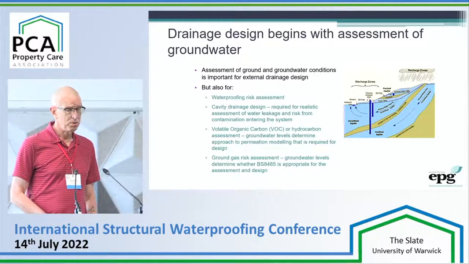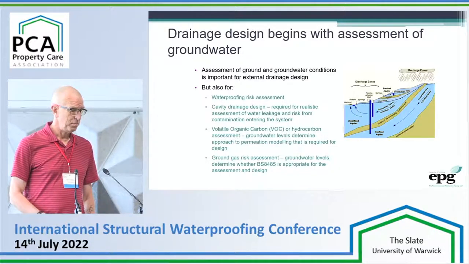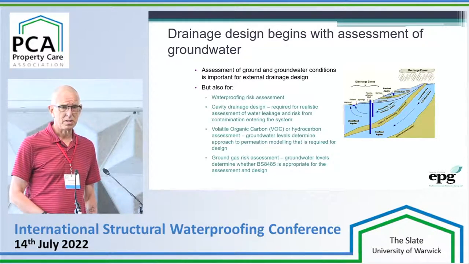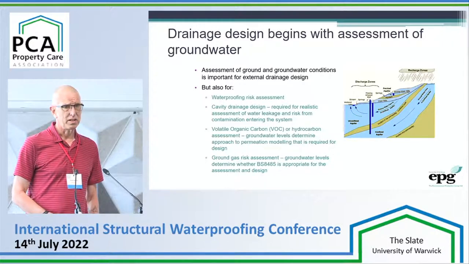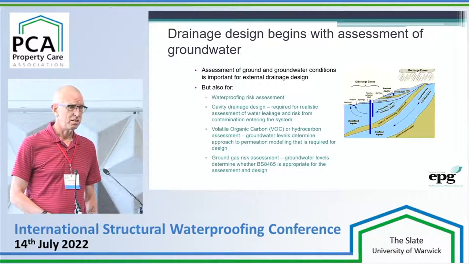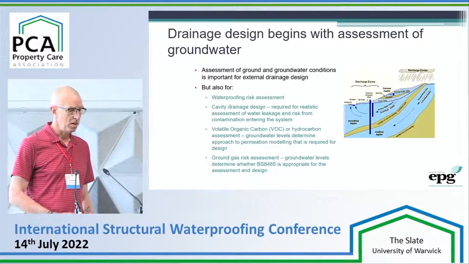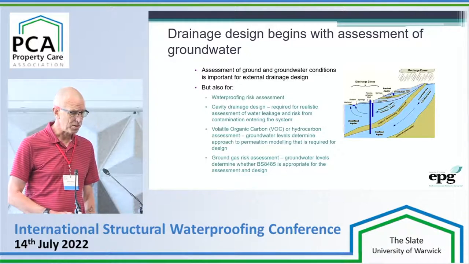And then finally, it's important for the ground gas risk assessment if you're on a site where you've got methane, carbon dioxide or any other gas. Because if your basement is below groundwater level, then you shouldn't be using BS 8485, the GSV approach in there. That is intended for gas phase migration into buildings. It's not designed for assessing dissolved methane and dissolved carbon dioxide below the groundwater table. So a lot of what I'm talking about is quite important for other reasons as well.